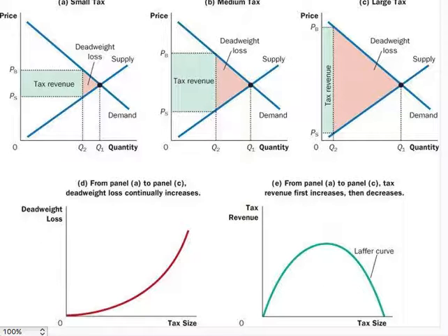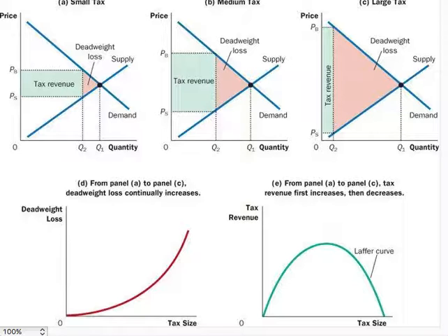If we tripled the size of a tax, the base and the height triple. So whenever we calculate the area of this triangle, the deadweight loss will rise by a factor of 9. So the deadweight loss grows at an exponential rate.